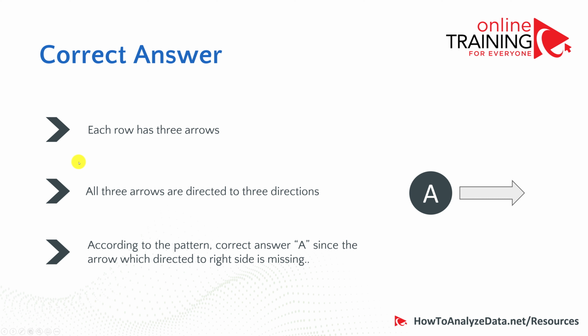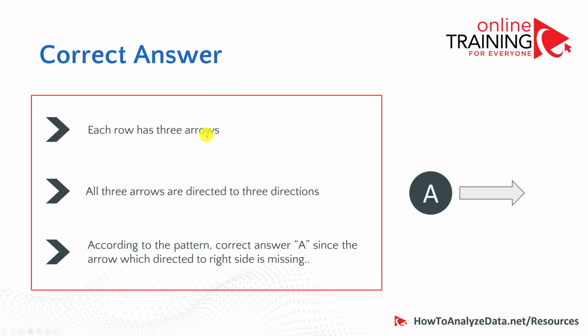And this is the explanation. Each row has 3 arrows. All 3 arrows are directed to 3 directions, and they are unique. According to the pattern, the correct answer is A, because the arrow which is directed to the right is missing in the 3rd row. Hopefully you got this one right.